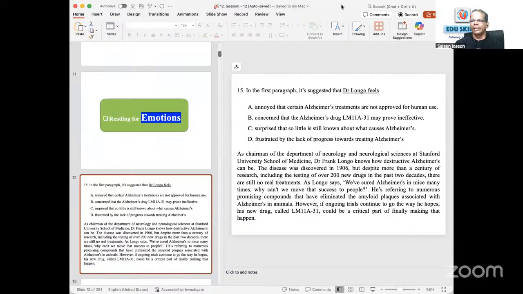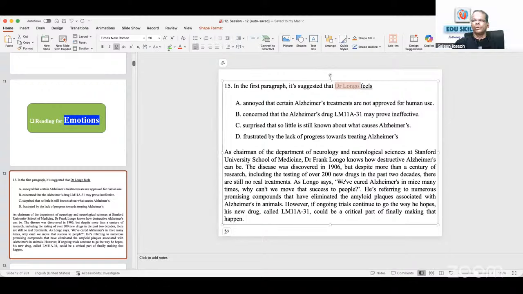The question stem is this line: In the first paragraph, it is suggested that Dr. Longo feels. What are the hedging words? Dr. Longo is very important. Name, then feels. What does it say? Feels. Emotion. Opinion. Suggested, that is opinion.